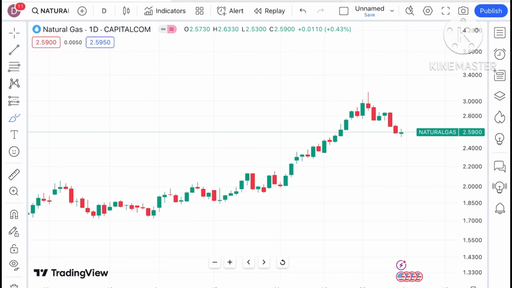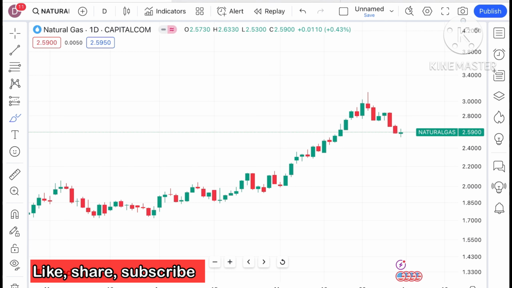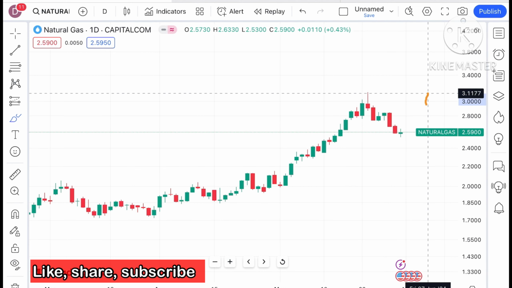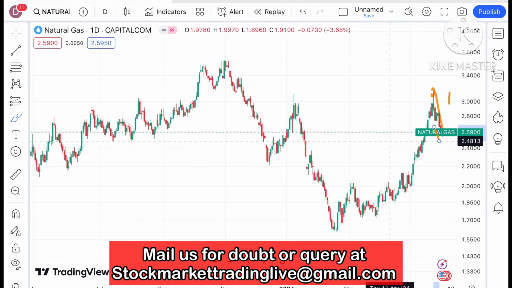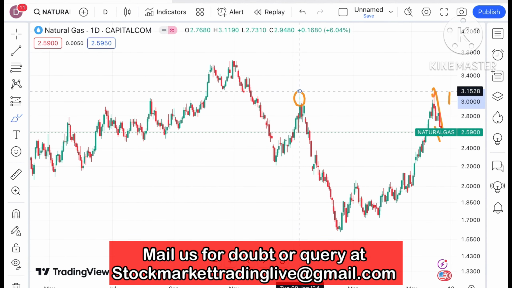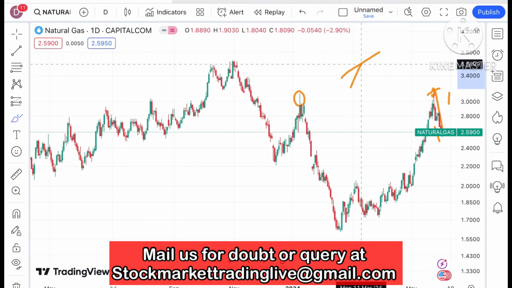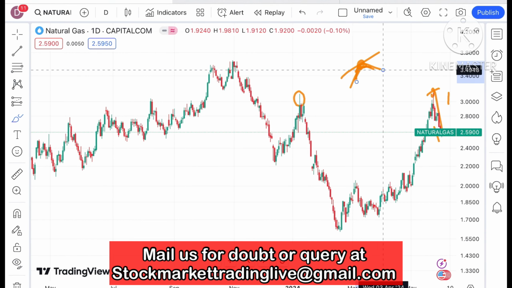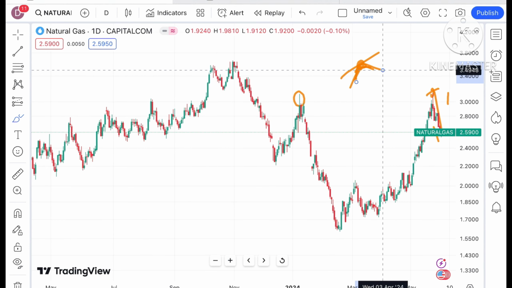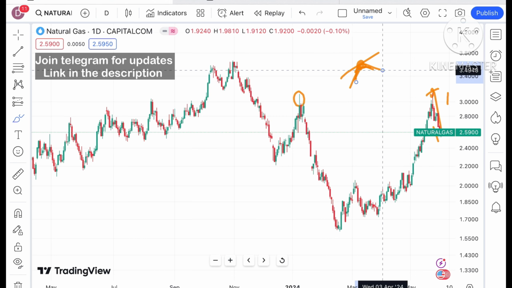If you look at the chart of natural gas, natural gas is continuously in a downtrend. After making a high around $3.13, as you can see on this chart, we have seen a fall. Why? Because this is the high and this is the resistance, which is already weak. The resistance touched this particular level and came down. Chances are very high that if the price starts going below this level, we can see a further fall.